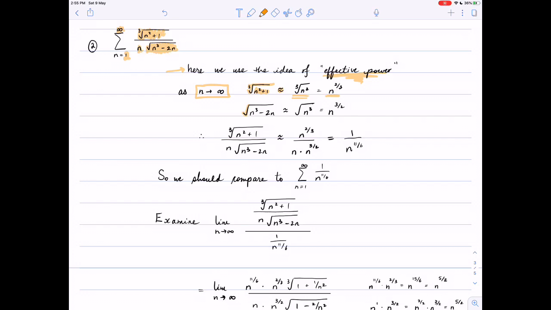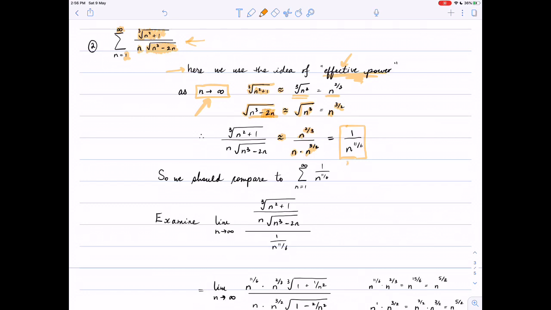Same thing here for the term in the denominator, the square root of n cubed minus 2n. As we go to infinity, the minus 2n is almost irrelevant, and so we've got something which is effectively the same as the square root of n cubed, which is n to the 3/2 power. Therefore, our big fraction, as we go to infinity, is effectively n to the 2/3 over n times n to the 3/2. You simplify those powers, and you get 1 over n to the 11/6.